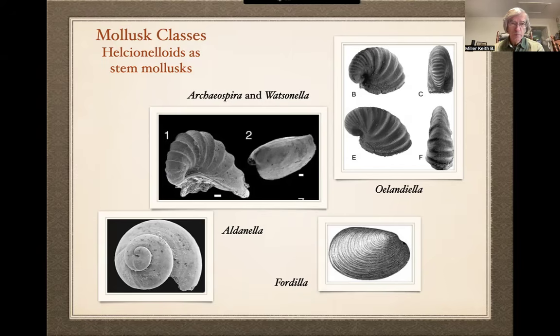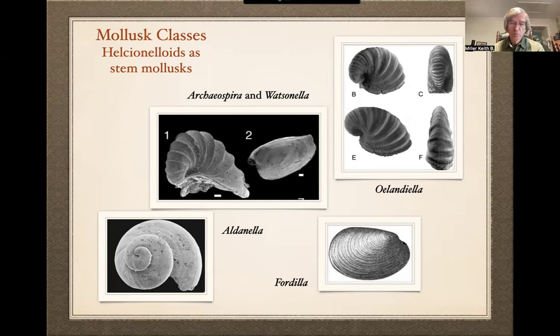What's really cool, some of them become laterally compressed, weaken the shell along the dorsal side of the shell, and eventually those become two valves. And there's Fordilla, one of the earliest bivalves. So what we do is we see a beautiful set of transitions from those cap-shaped shells to the first bivalves. We also see good transitions between them and the first gastropods.